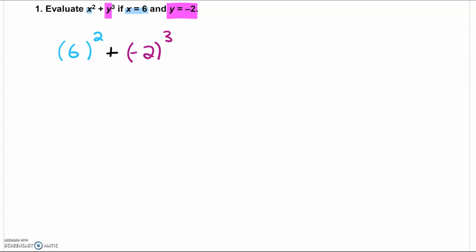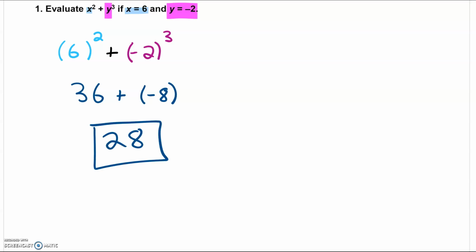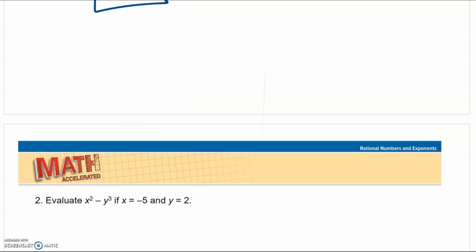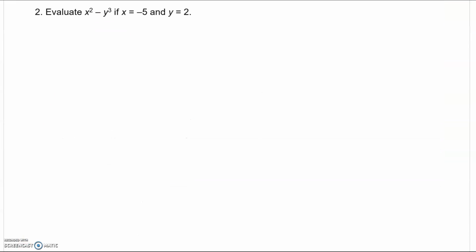And now when we evaluate, we want to actually know our answer. So 6 squared is 36, and (-2) to the 3rd power is -8. Notice I keep it in parentheses because it's negative like that, right? And then when we combine those, we're going to get an answer of 28. So again, pause the video and try this one. Ready, set, go.